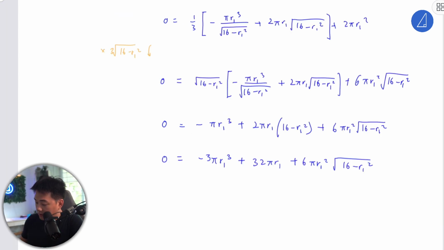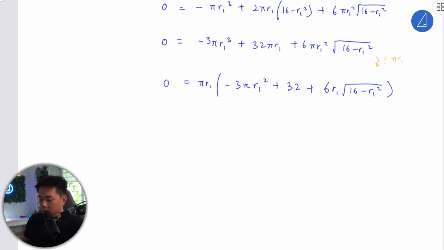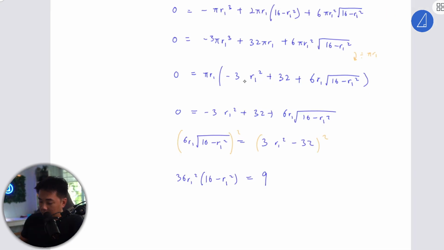From here, I'm just going to divide by pi r1 on both sides. Actually, you can just factorize it out. Because r1 cannot be 0, I can cancel it, right? So I divide, then I'm getting this as 0. Then I'm going to square both sides to get my expression there. Shouldn't be an issue. I factorized wrongly, I removed the pi out, okay? So keep the pi here.